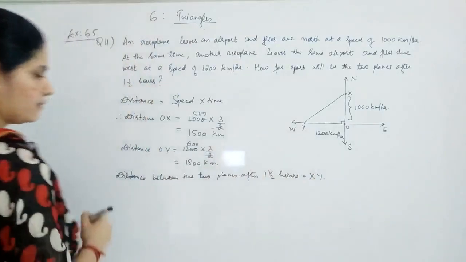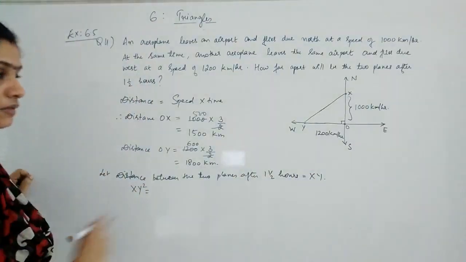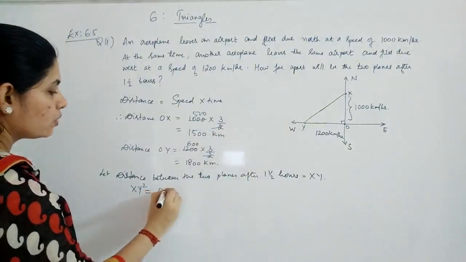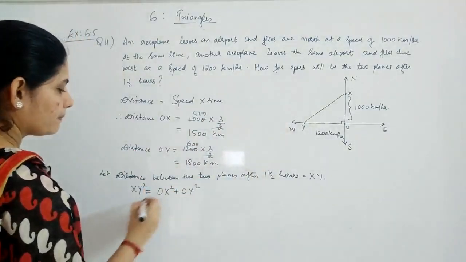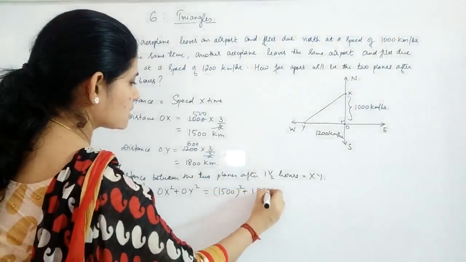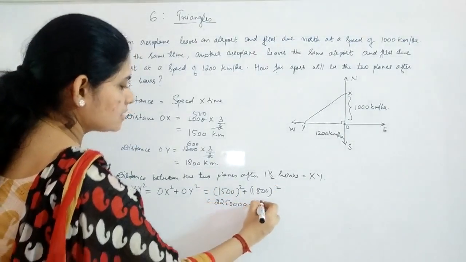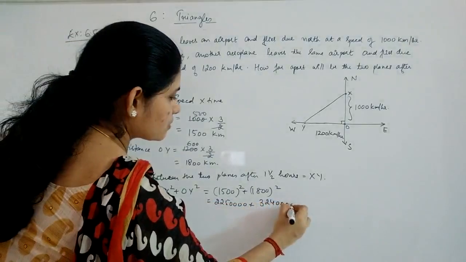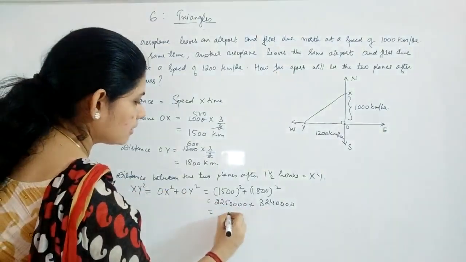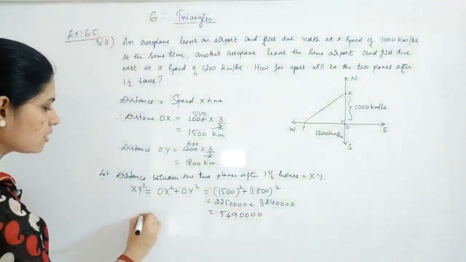Okay. So XY square, which is acting as the hypotenuse, is equal to OX square plus OY square. OX square is how much? 1500 the whole square plus 1800 the whole square, which is equal to 2,250,000 plus 3,240,000, and addition of these two will give you 5,490,000.